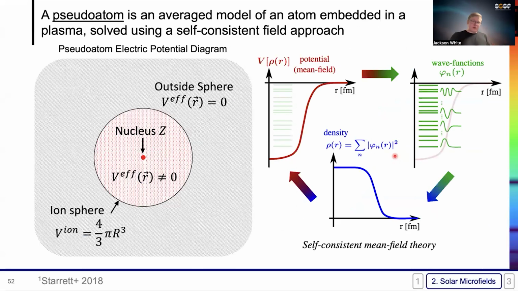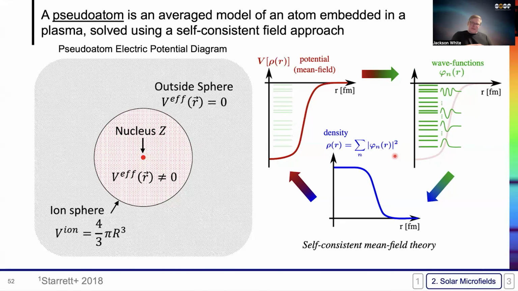Now, what we did in this project was try to use something called a pseudoatom to calculate microfields for the first time. A pseudoatom is an averaged model of an atom embedded in some plasma, which we solve for using this self-consistent field approach on the right, very similar to density functional theory.